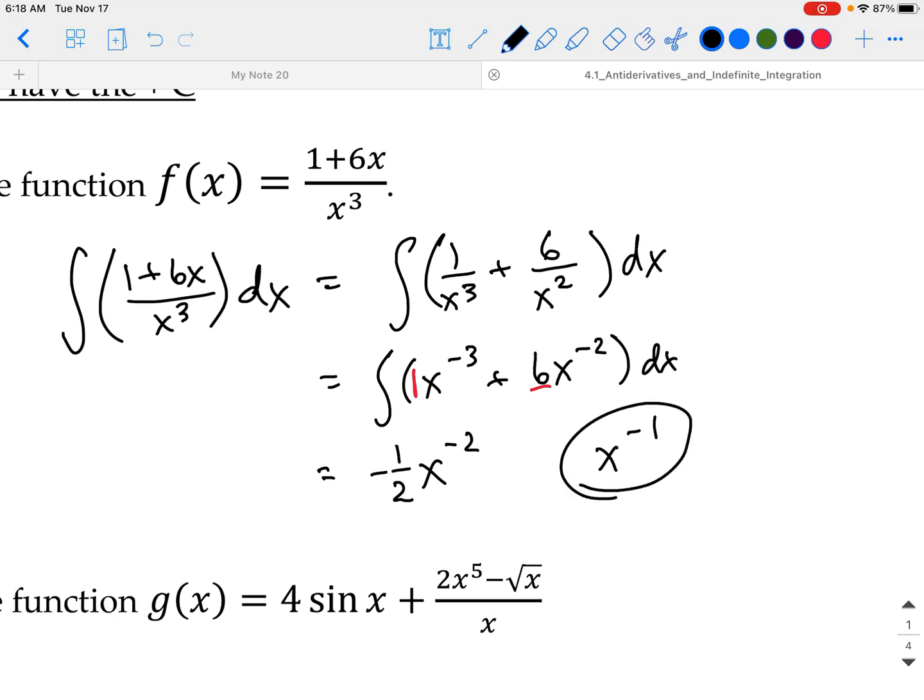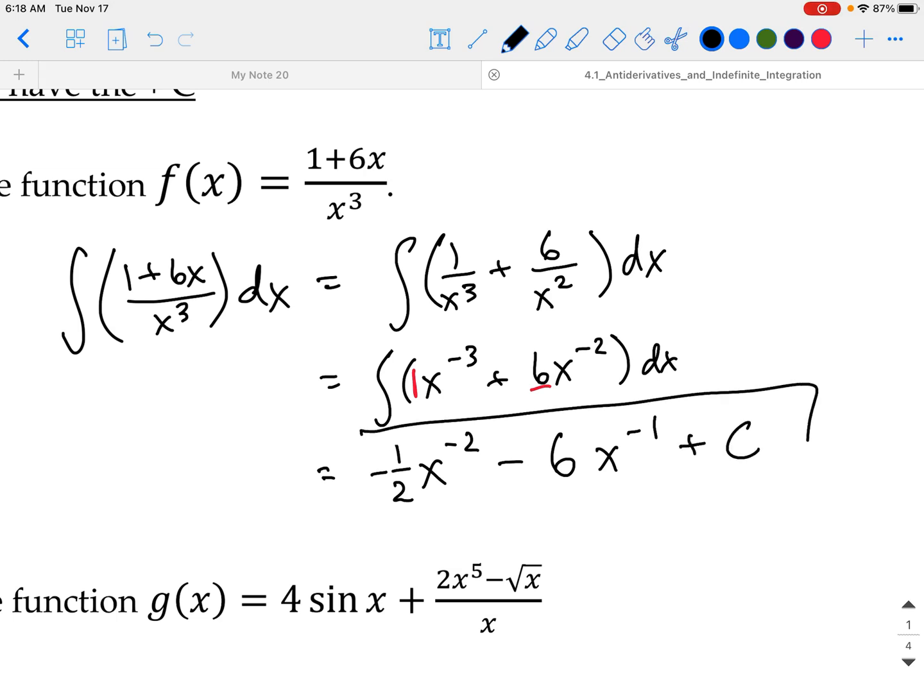So we've got x to the negative 1. We want it to be positive 6 when we differentiate. So it's going to be minus 6x to the negative 1. And then again, plus c. And again, you could rewrite this in fractional form if you wanted to. Put the x squared in the denominator of the first term and the x to the negative 1 as 1 over x in the second term. But either expression is perfectly fine.